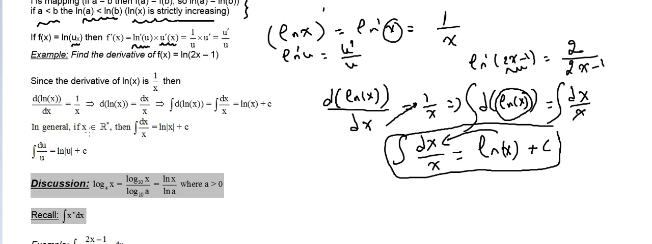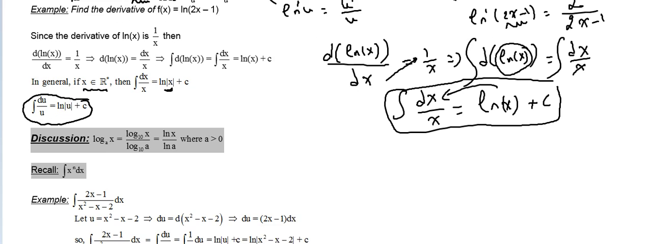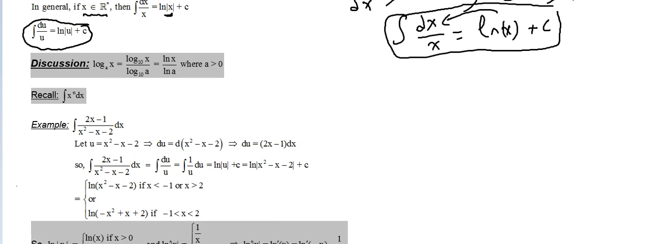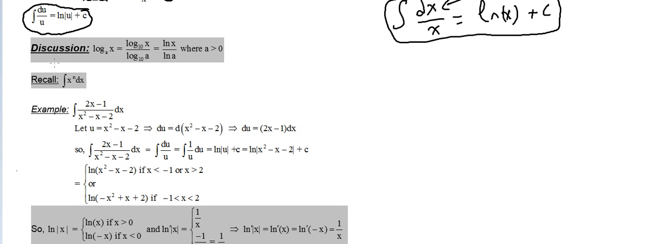In general, if x belongs to R star, then the integral of dx over x equals ln of the absolute value of x, because it should be positive. And the integral of du over u directly equals ln of the absolute value of u plus c. We are going to see some examples in the next video. Let's do this discussion, and I'll keep the recall for the next video.